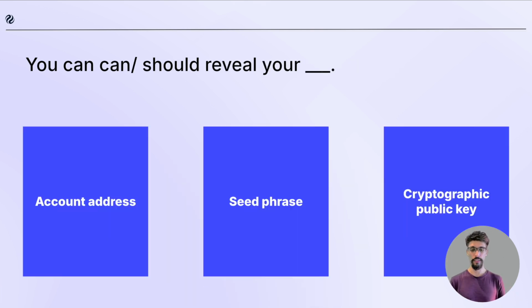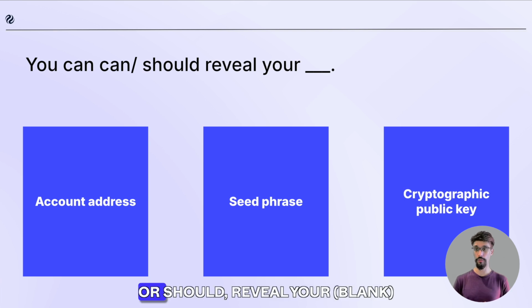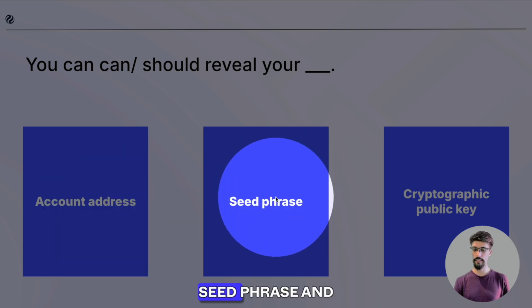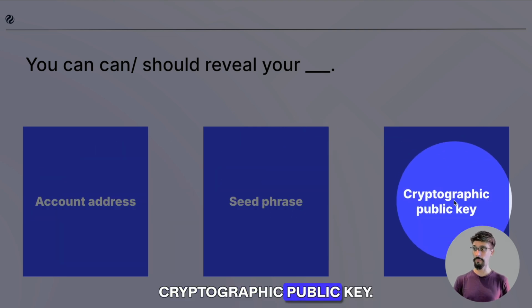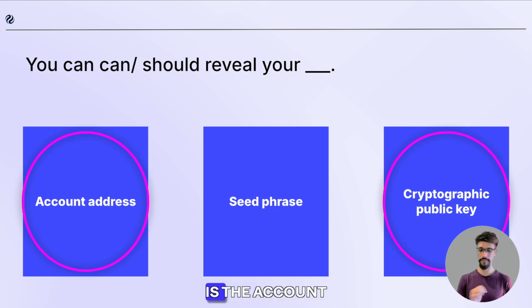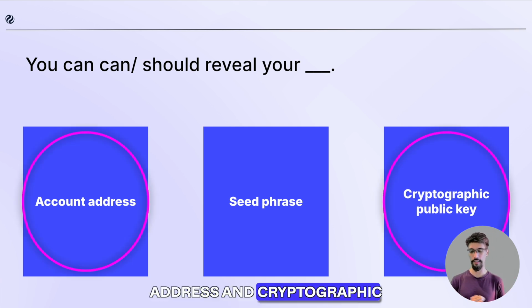Next question. You can or should reveal your blank. And the options are account address, seed phrase, and cryptographic public key. I'll pause for a bit while you think of the answer. And the answer is the account address and cryptographic public key.